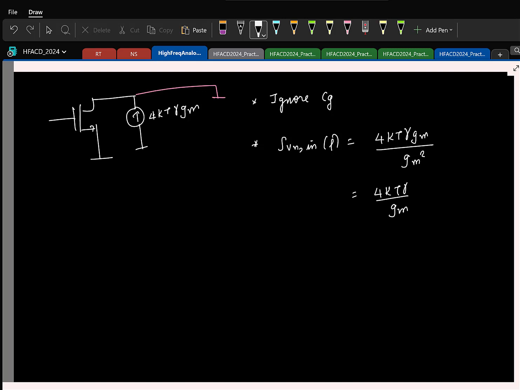Again, I'll give you this exercise to prove it more formally. But if you have a MOSFET like this, something connected here, something connected here, and you ignore the gate capacitance, to model the noise you can also model it using a series voltage source with a power spectral density 4kT gamma by gm. Again, I have not formally proven it. I have considered the source to be grounded, but you can also prove it otherwise. I'll give it as an exercise so that you can convince yourself. As long as you don't consider the gate capacitance, you can do this.